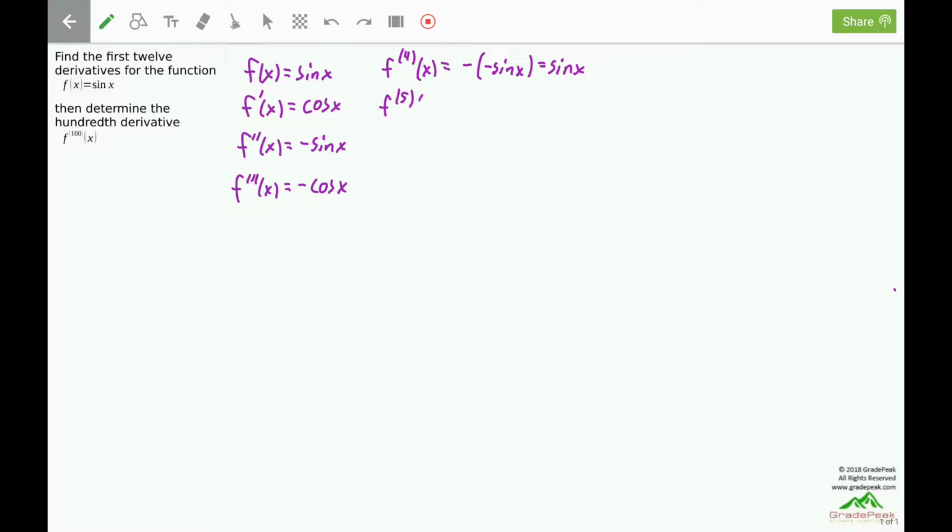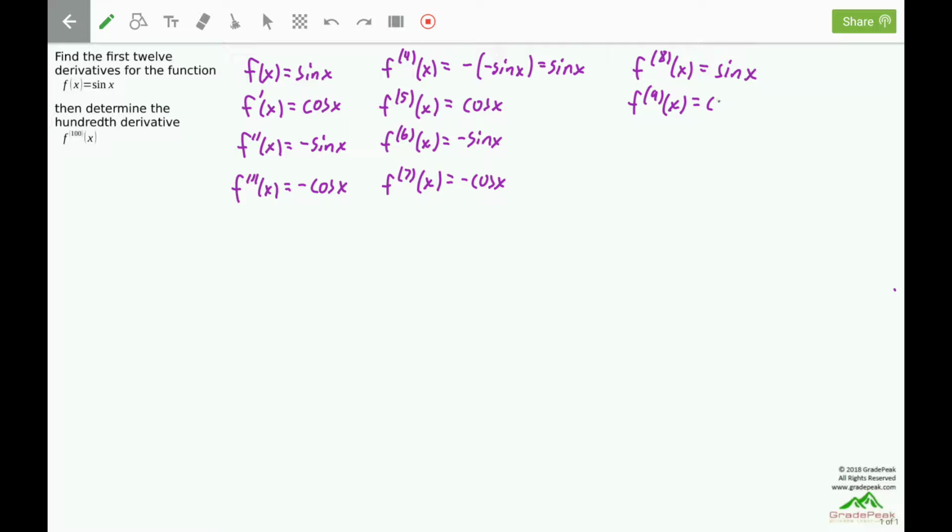Which means that the fifth derivative will be just like the first derivative, it will be a cosine. The sixth derivative will be just like the second derivative, it will be a negative sine. The seventh derivative will just be like the third derivative, and it will be a negative cosine. The eighth derivative will be like the fourth derivative, and that's like the original function, sine of x. The ninth derivative will be just like the first and the fifth derivative, cosine x.